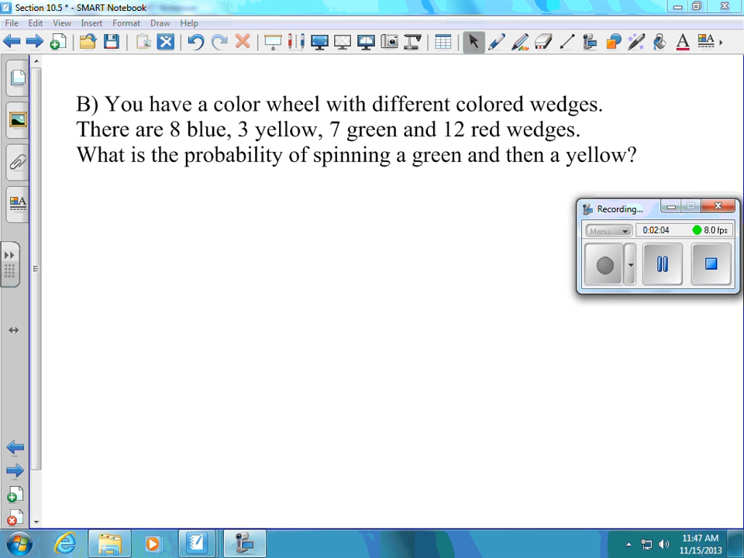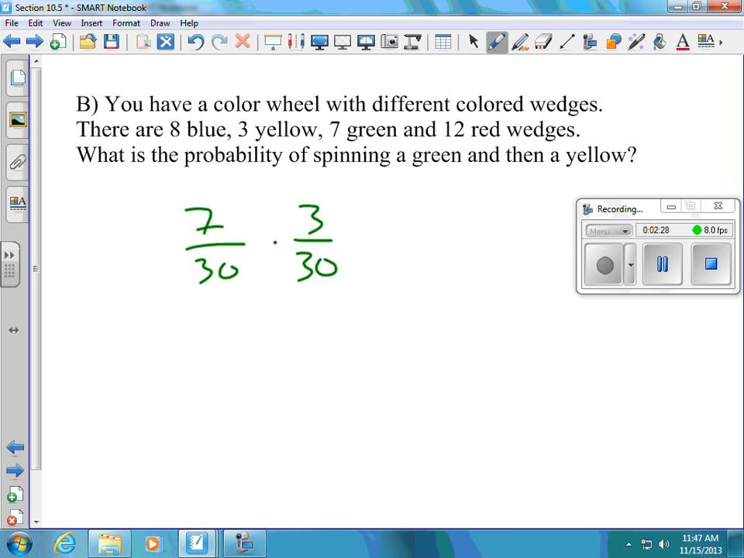So 3 yellow, 7 green, and 12 red, and 8 blue. So we want to spin a green. There are 7 greens, and there are how many total? Well, we have to add them all up. 7 plus 3 is 10. 8 plus 12 is 20. 20 plus 10 is 30. So 7 out of 30 times yellow, 3 out of 30. So we multiply that out, we get 21 out of 900. We just multiply numerators times numerators, denominators times denominators, which reduces to 7 out of 300. You can also approximate that as a decimal.